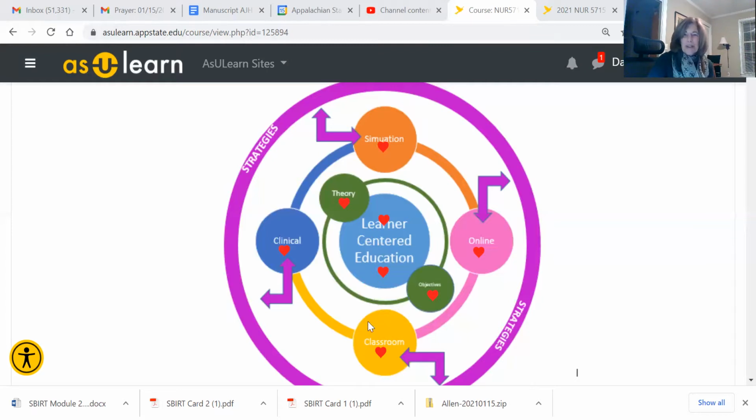So the classroom is considered our most structured setting. Clinical is our most unstructured setting. I consider online teaching to have both elements of structured and unstructured learning, but that's mainly around synchronous and asynchronous education. And then simulation is a very structured setting that takes a lot of preparation and then a skillful educator to appropriately debrief the experience of simulation.